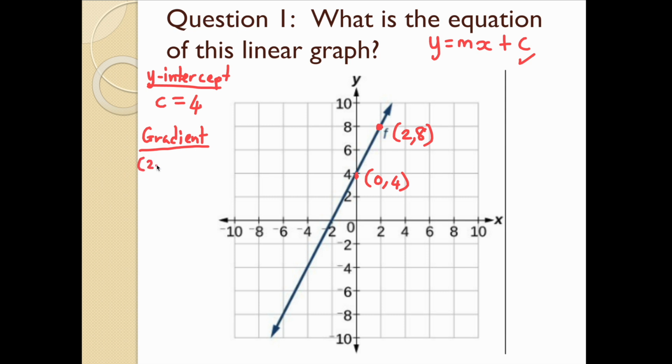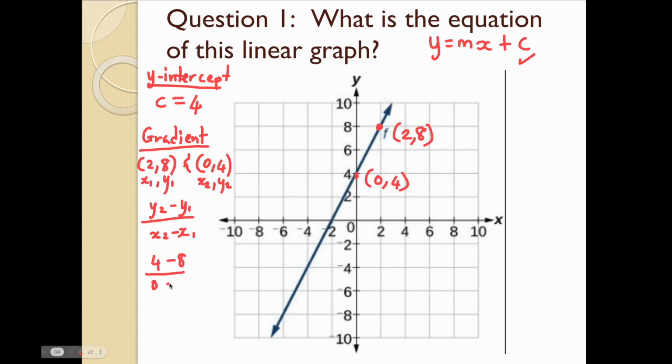I'm going to call this x1 and this y1, so x1, y1, and then we're going to use x2 for the 0 and y2. The formula for the gradient is y2 minus y1 over x2 minus x1. So y2 in this case is 4, so 4 take away y1, which is 8, over x2, which is 0, take away 2. This leaves me with 4 take away 8 is negative 4 over 0 take away 2, which is negative 2, and that's equal to negative 4 divided by negative 2.